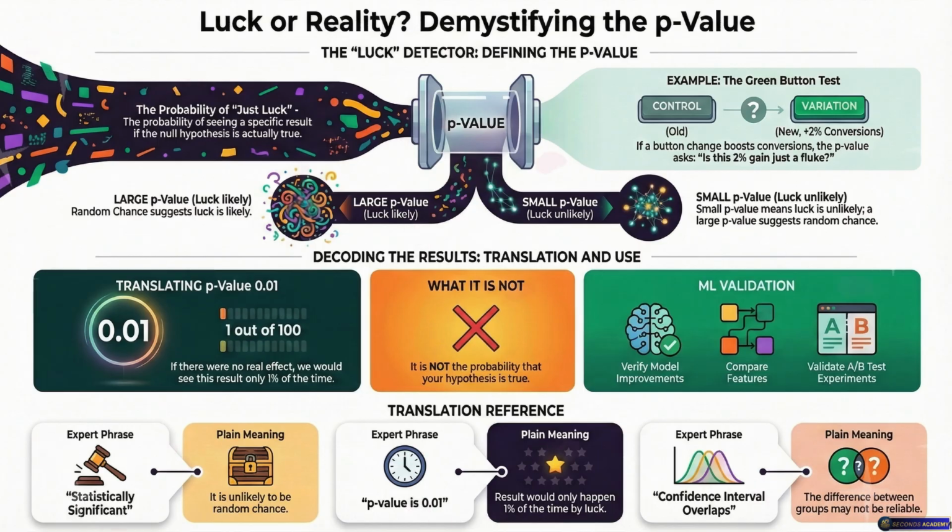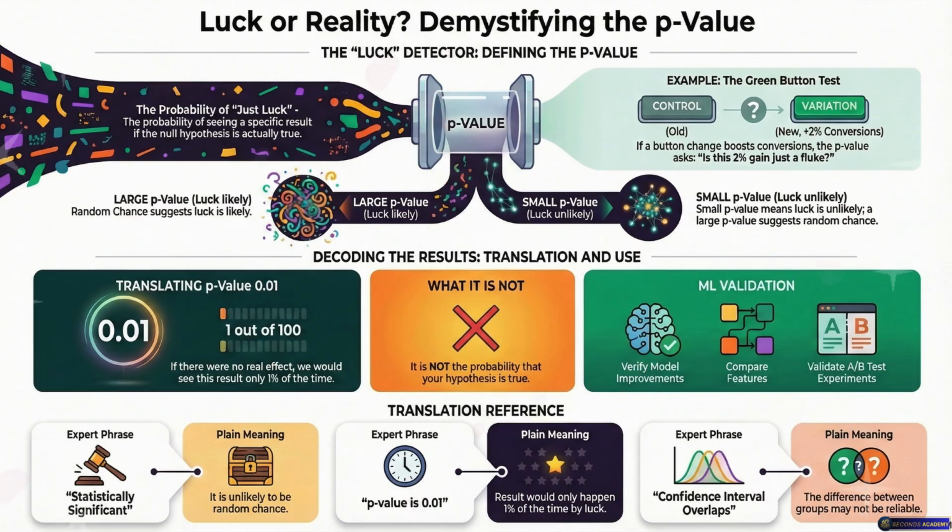A large p-value entirely changes the narrative. It means that if the green button did absolutely nothing, you would see this exact 2% jump 40 times out of 100 just by randomly shuffling users around. It means your result is not special, surprising, or extreme at all. It is perfectly normal statistical noise. In that case, you fail to reject the null hypothesis. You assume the button color doesn't matter, and you don't bother deploying the complex code change.